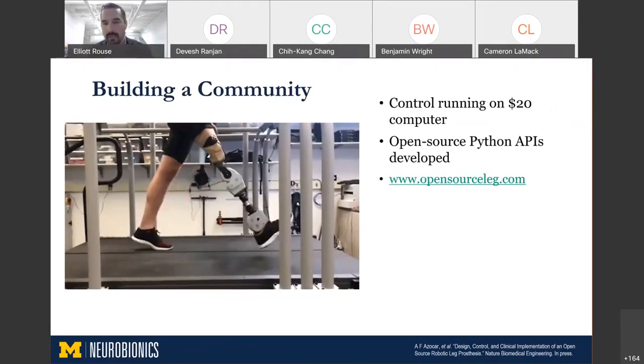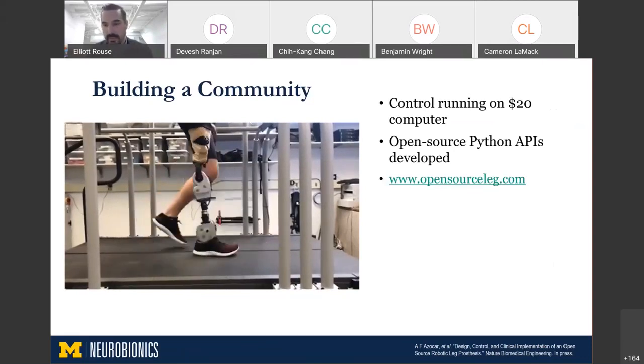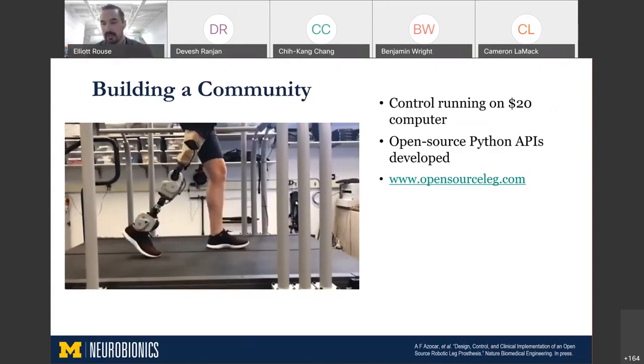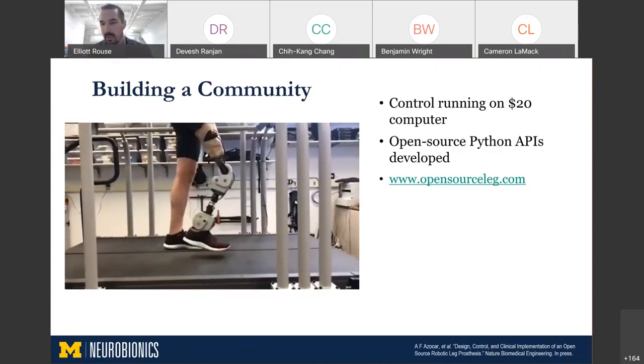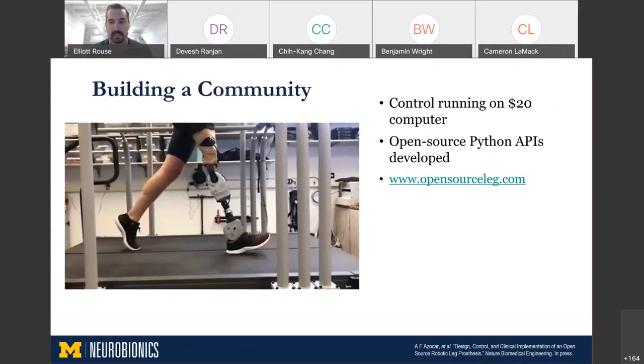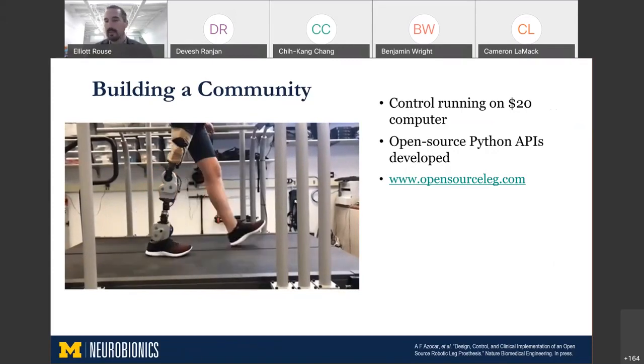I'd like to point you to the open source leg website, opensourceleg.com. We have everything on this website that you would need to manufacture this and assemble it and control it. So we have solid model files, bill of materials, quotes, sample emails, detailed assembly instructions, detailed control instructions, software, open source data, sort of everything you need to get going.